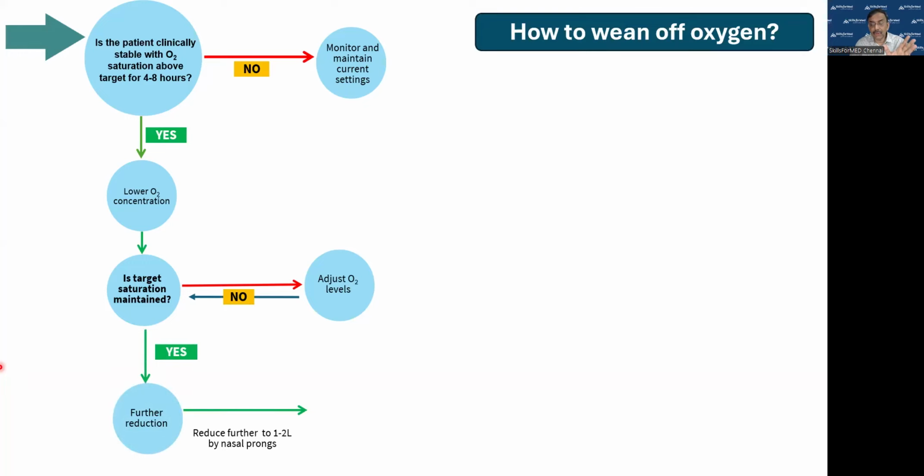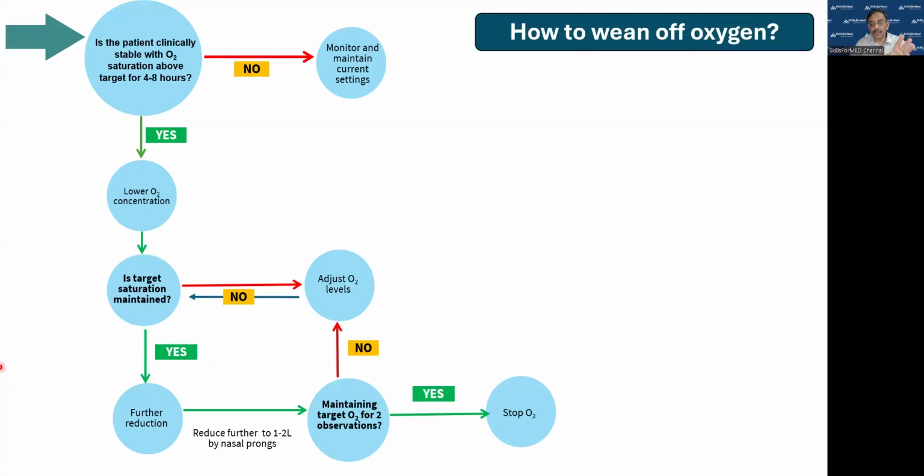And then if you're now coming to the nasal prongs at 2 liters per minute, the next question you have to ask is, is the target oxygen maintained for at least 2 observations? Your doctor might have told you second hourly or fourth hourly, whatever observation has been asked for the patient. If it is not happening, then again you have to adjust the oxygen levels, keep doing this till you reach this level. Once the target oxygen is being maintained for 2 observations, then you can stop the oxygen.